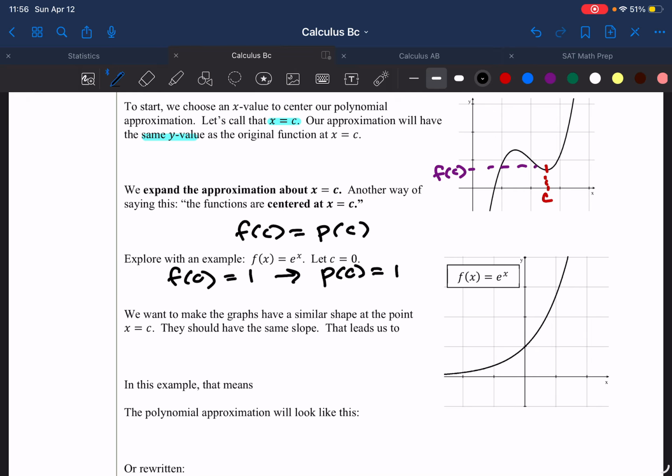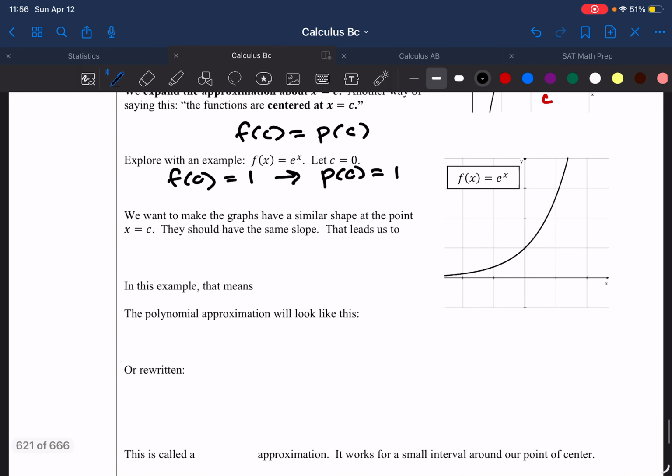So it says we want to make the graphs have a similar shape at the point x equals c. This means that they should have the same slope. Well, anytime we mention slope, we know we're talking about the derivative. And so that means f prime of c is going to be equal to p prime of c. They have to have the same slope. So in our example, that means f prime of 0 has to equal p prime of 0.